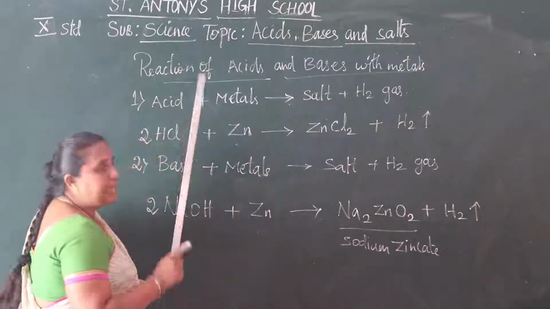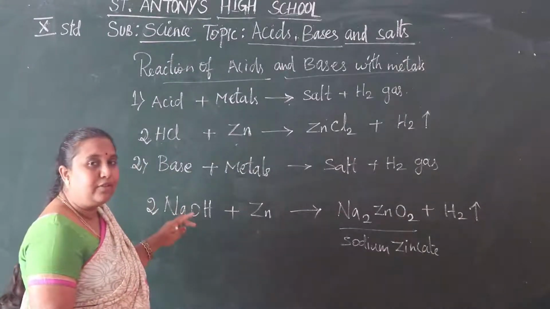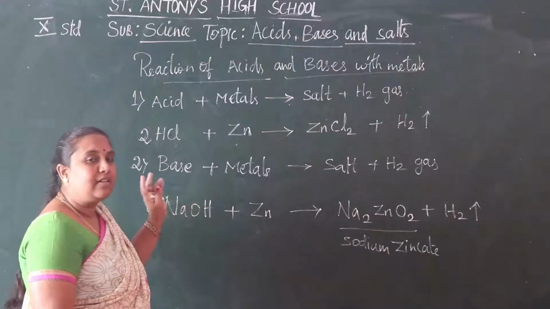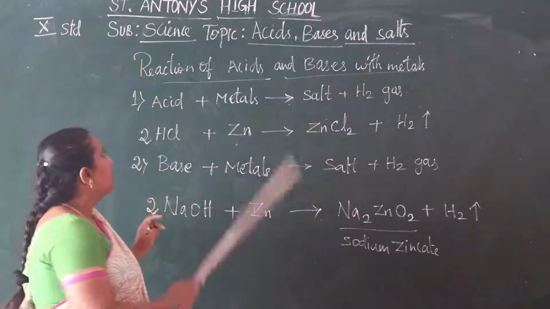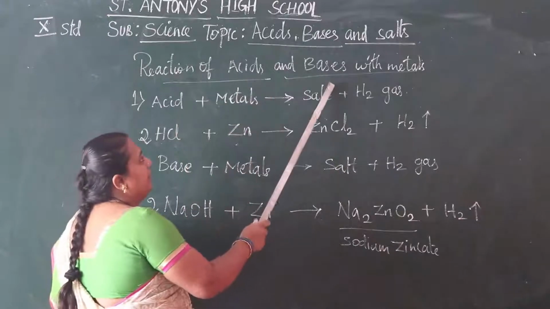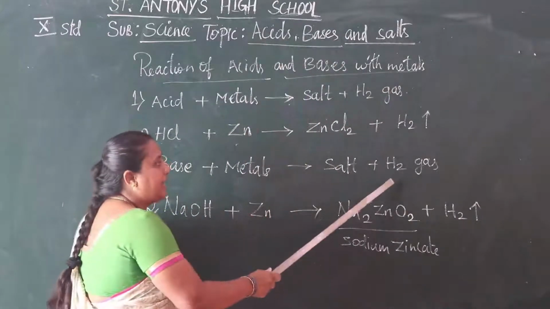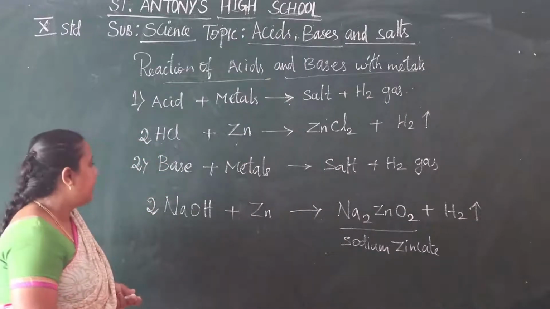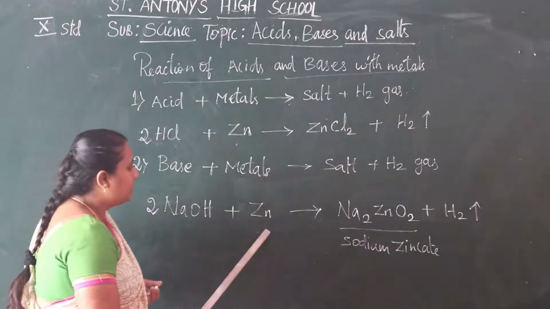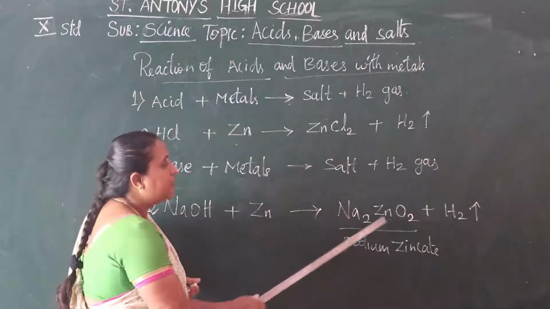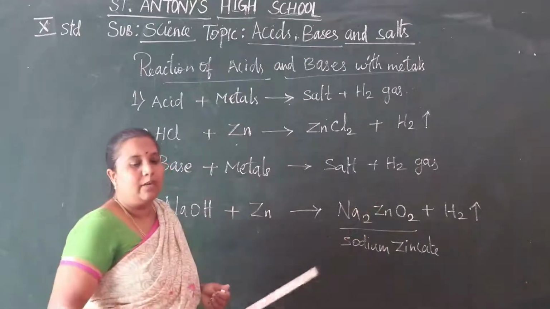Give one example for this. Listen clearly and carefully, you don't need to read. When you are hearing, keep it in your mind. The first reaction of acids and bases with metals gives salt plus hydrogen gas. So sodium hydroxide is a base, the metal is zinc, and it gives sodium zincate, a salt, plus hydrogen gas evolved.